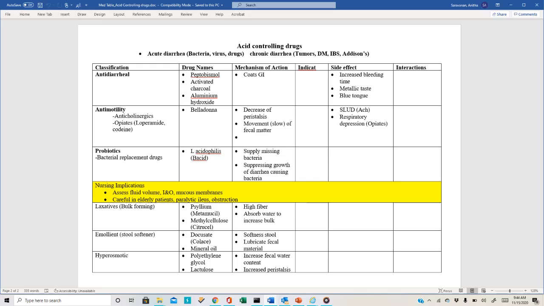The last class is hyperosmotic. This is not usually used as a first resort, but usually when the others don't work, then patients might be placed on Miralax or polyethylene glycol, which increase the water content. So that means it's hyperosmotic, right? Lactulose is given when patients have excess ammonia in the body as well. So this is usually not very commonly used.